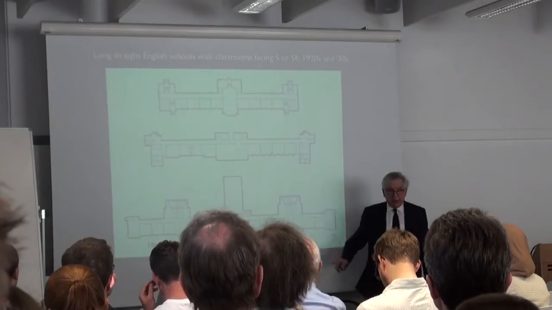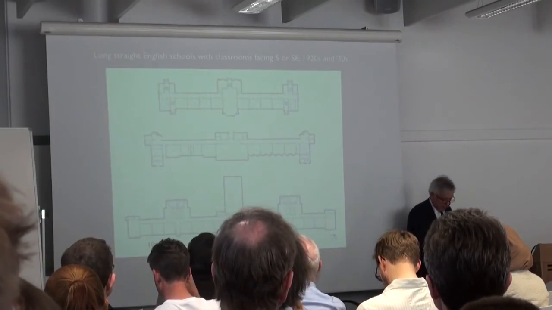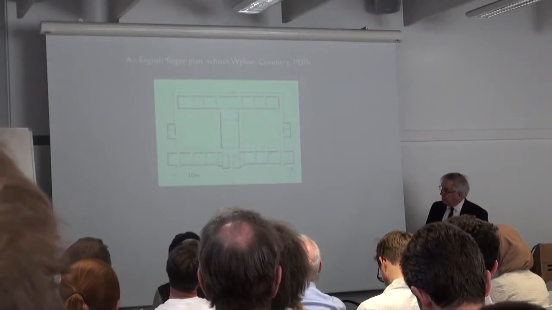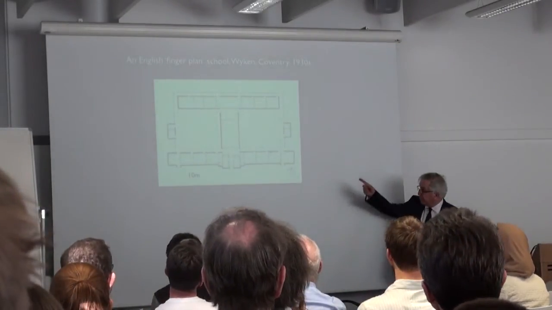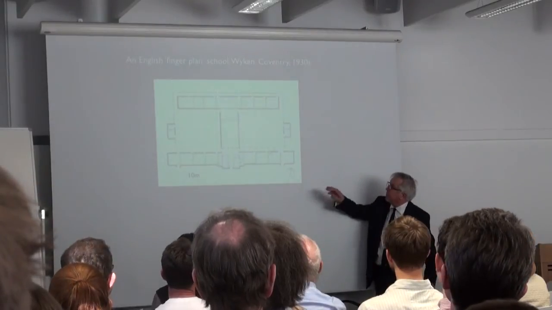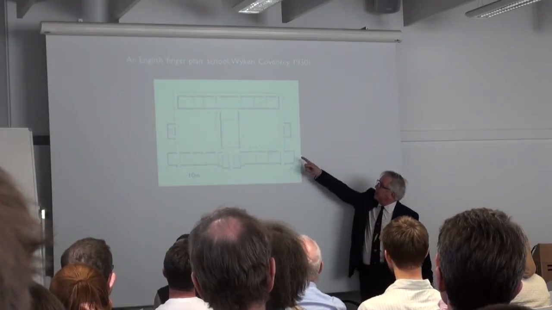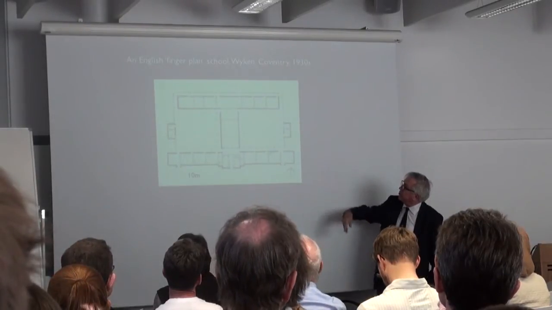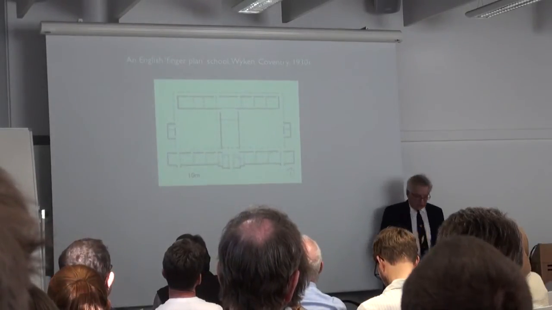They became very elongated, and perhaps because of that, there was a type known as the finger plan, which cut up those long lengths into shorter sections. Again, with classrooms facing south, very shallow. Here the circulation, this is a single-story school, is all actually in the open air under covered ways.